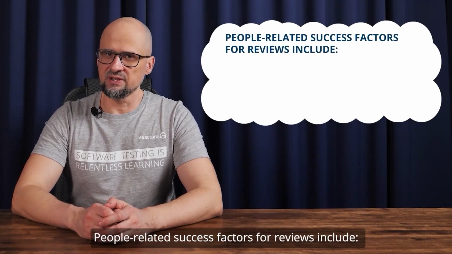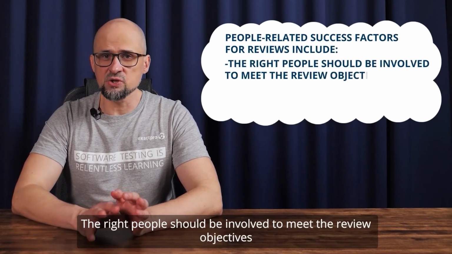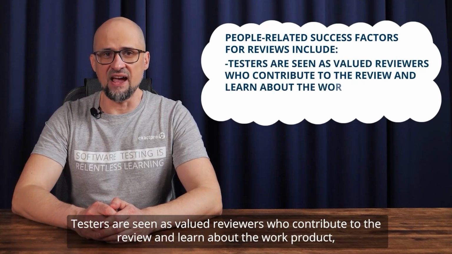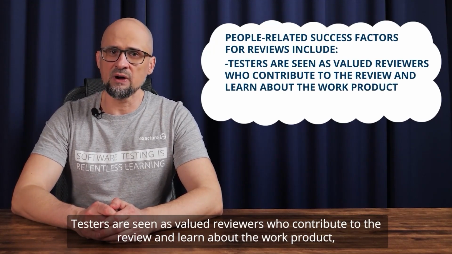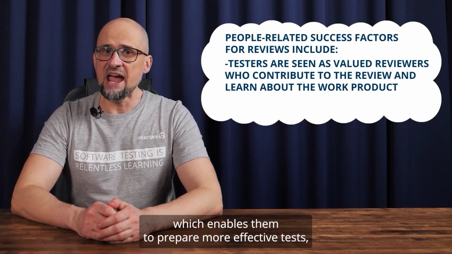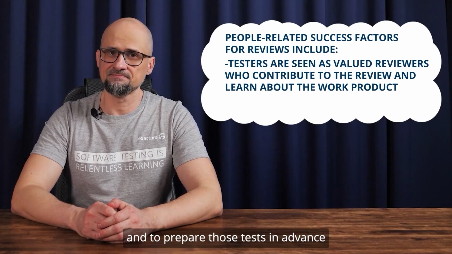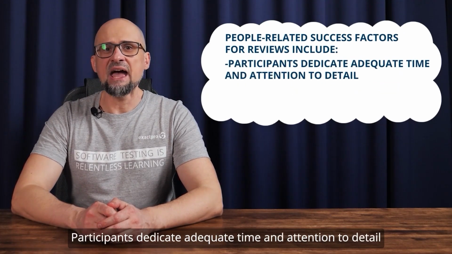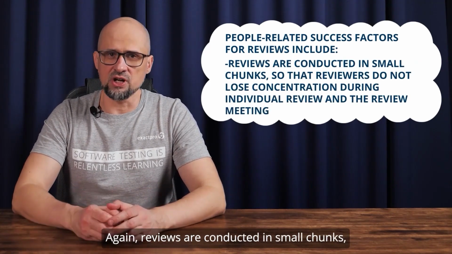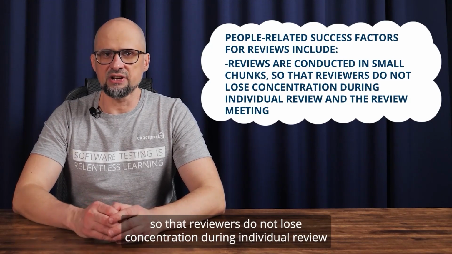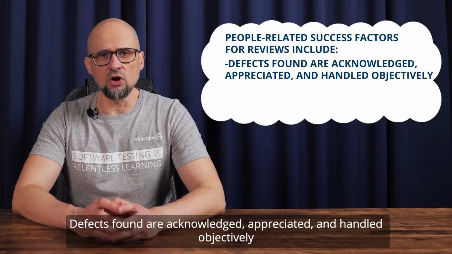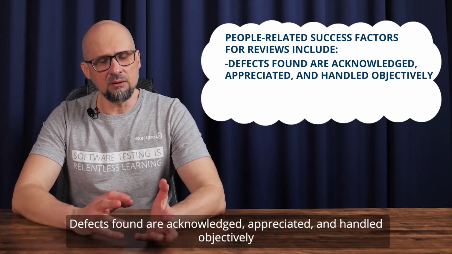People-related success factors for reviews include: the right people should be involved to meet the review objectives. Testers are seen as valued reviewers who contribute to the review and learn about the work product, which enables them to prepare more effective tests and to prepare those tests in advance. Participants dedicate adequate time and attention to detail. Again, reviews are conducted in small chunks, so that reviewers do not lose concentration during individual reviews and the review meeting. Defects found are acknowledged, appreciated, and handled objectively.